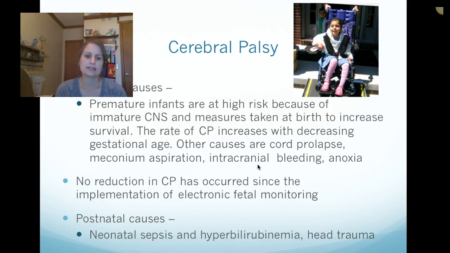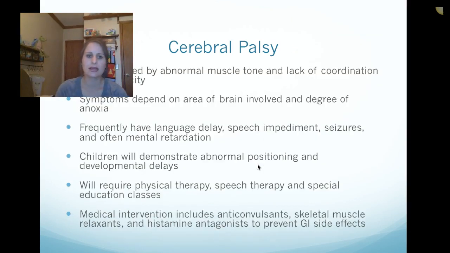Postnatal causes are usually going to be neonatal sepsis and hyperbilirubinemia. So we definitely want to get those kids checked out and make sure that they are not jaundiced. Head trauma as well. It's characterized by abnormal muscle tone and lack of coordination with spasticity. So symptoms depend on the area of the brain involved and the degree of the anoxia. How long was that baby without oxygen?